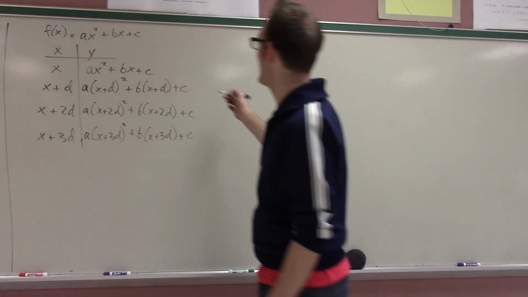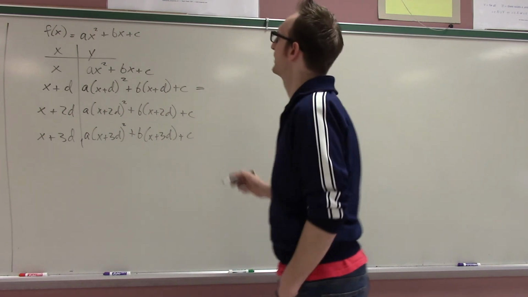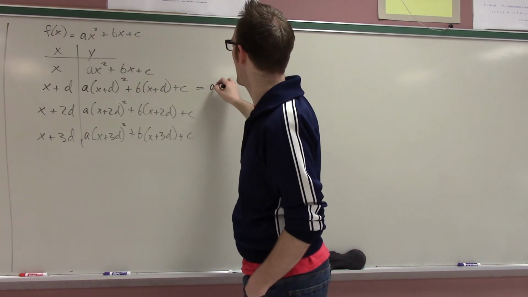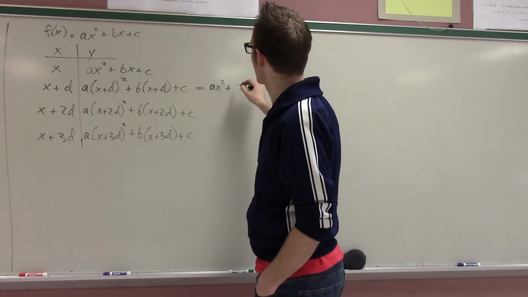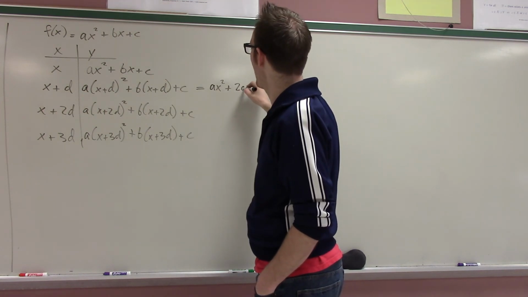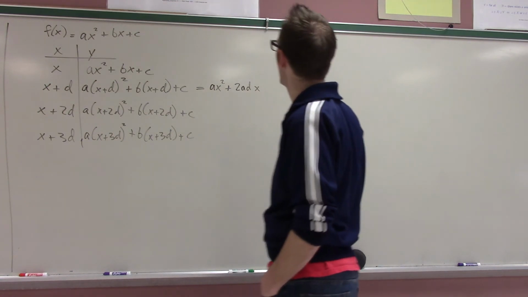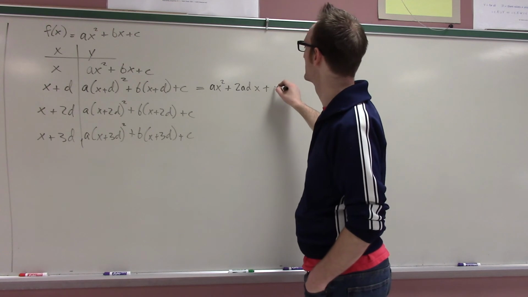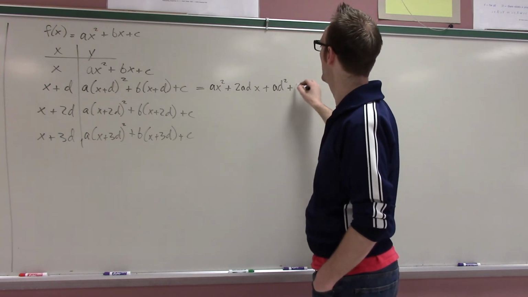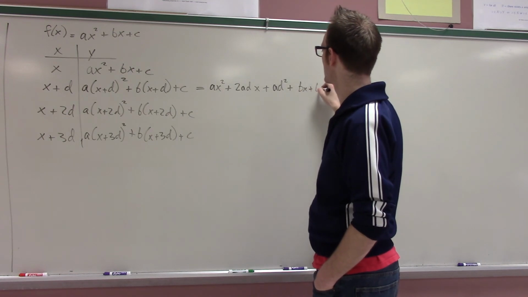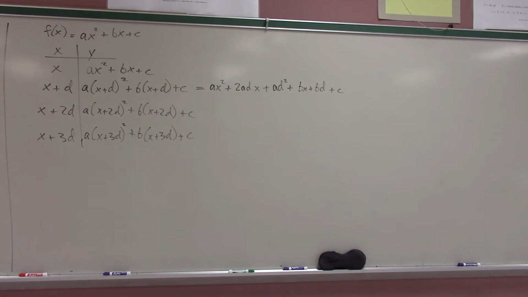Okay, now we do some math. Could I write this out a little bit better? Yes, I could. This is going to be ax squared plus 2adx, right? Yeah. Plus ad squared plus bx plus bd plus c. Is this in the frame?